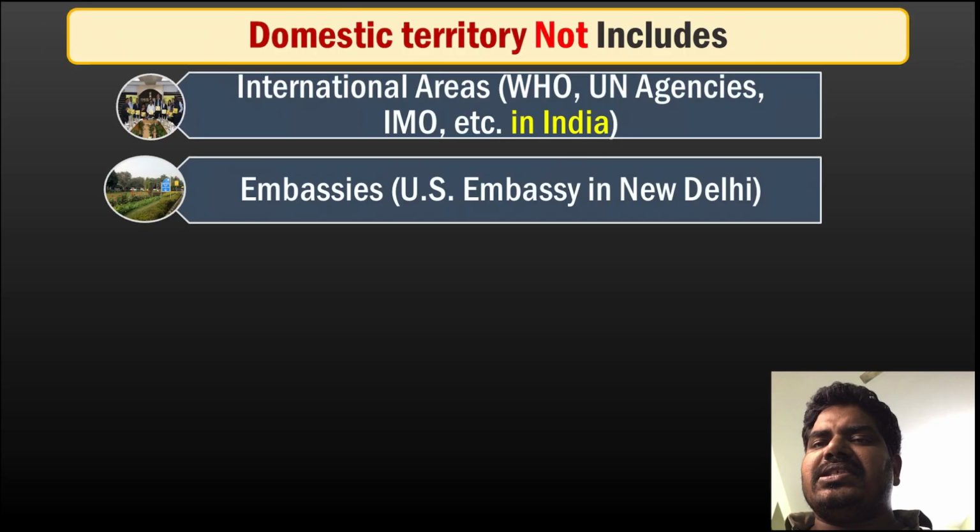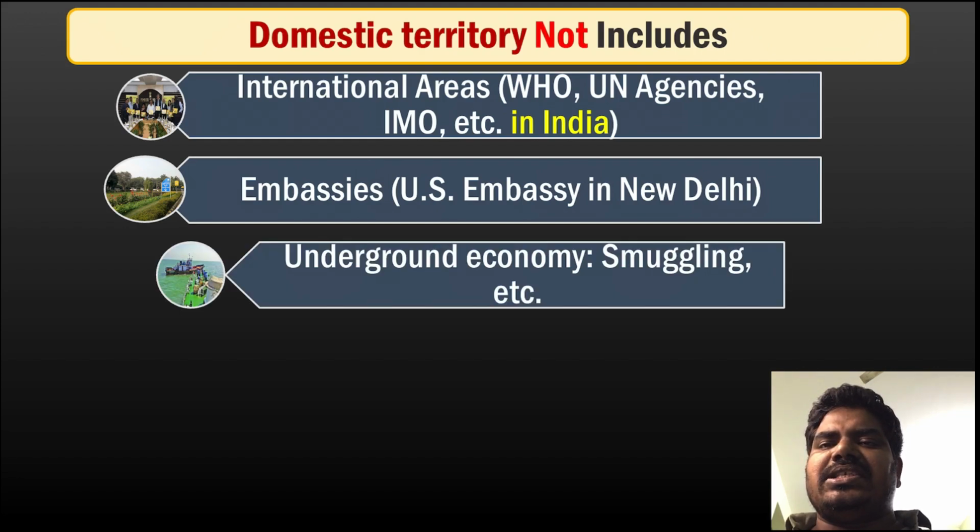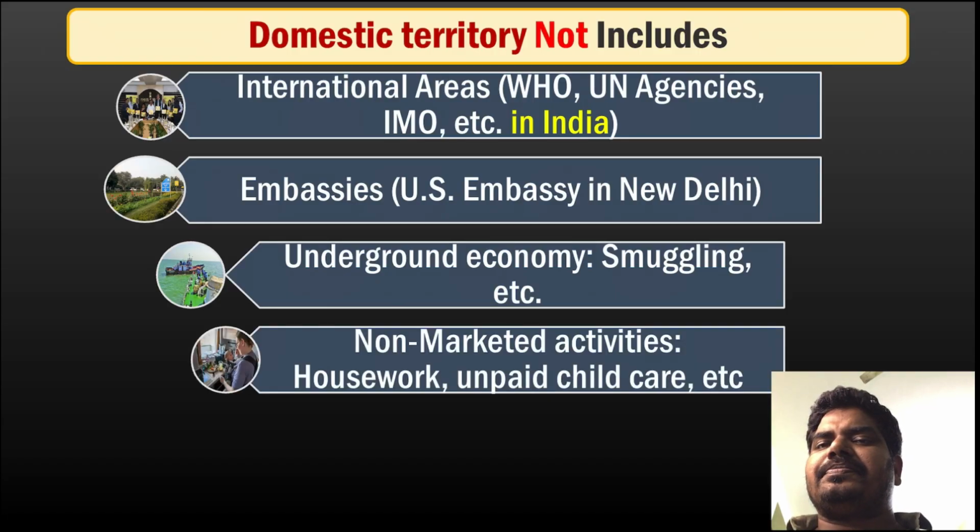Next we have embassies, such as the US Embassy in New Delhi. The activities in these embassies, that is, their goods and services, are not counted in the computation of GDP. Other activities, such as the underground economy, for example smuggling, also are not counted, that is, the goods and services produced by these activities are not counted in computing GDP. Next we have non-marketed activities, such as housework and unpaid child care. These activities do not come under the computation of GDP.